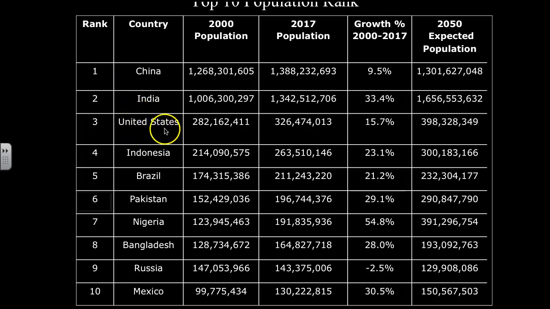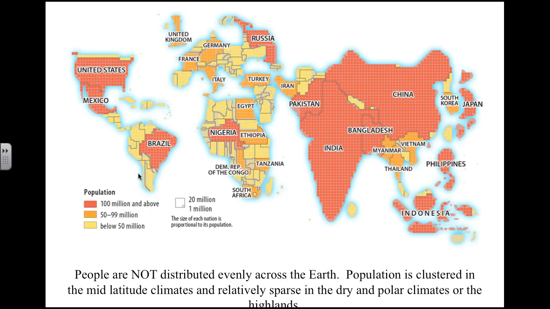We're ranked number 3. Indonesia is the most populated island nation in the world. It's the most populated country in Southeast Asia. The most populated country in South America is Brazil. Things like that you do need to note.